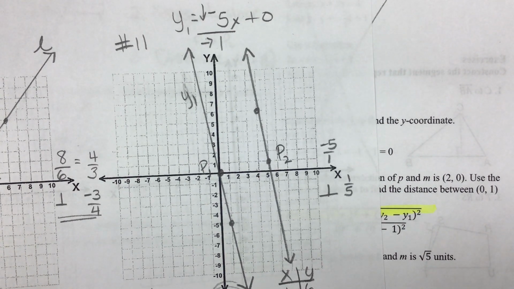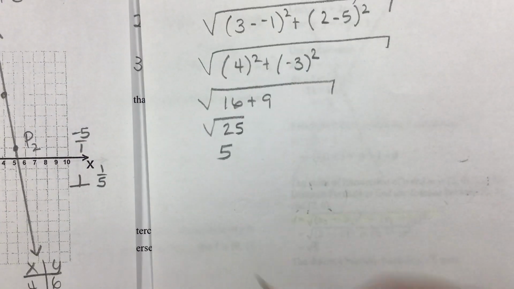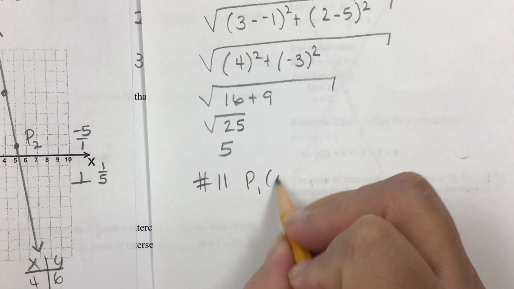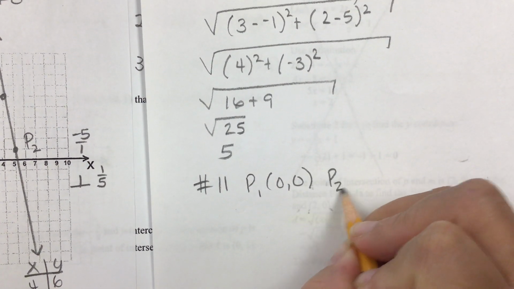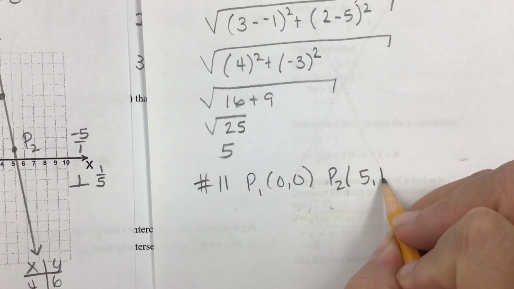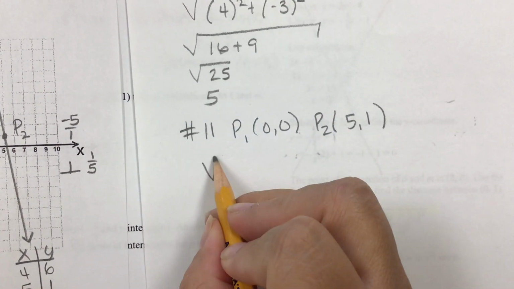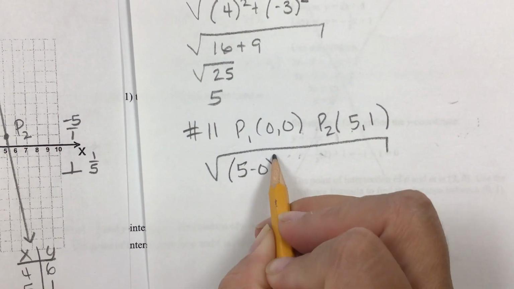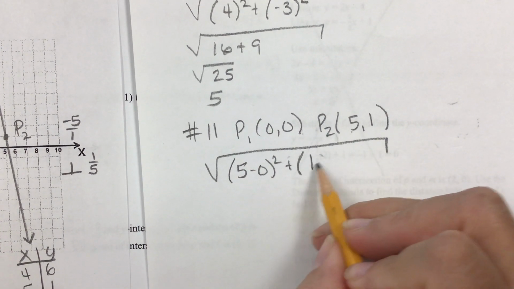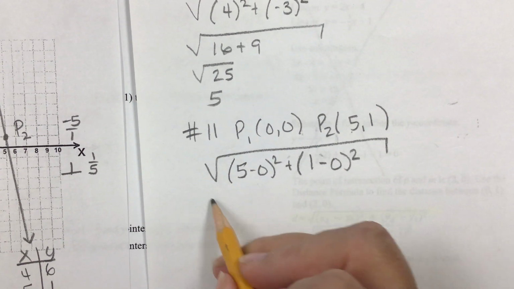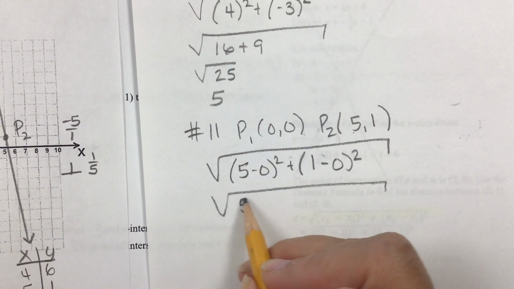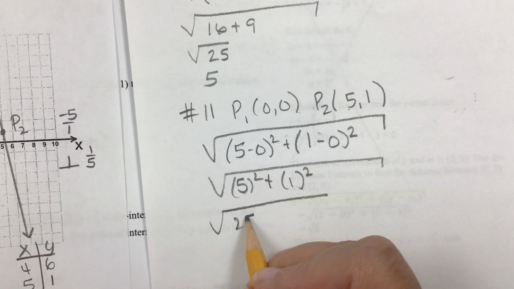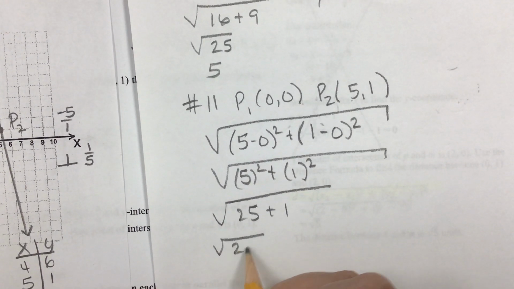From here, now you get to do the distance formula. I'm going to write this as number 11. Your P1 was 0, 0. Your P2 was 5, 1. And we do the distance formula, the square root sign. The x's first, 5 minus 0 squared plus the y's, 1 minus 0 squared. That becomes 5 squared plus 1 squared. That's 25 plus 1, making the square root of 26 your answer.